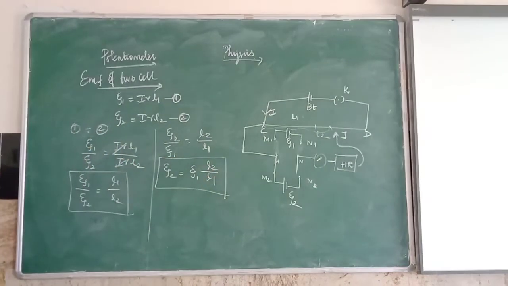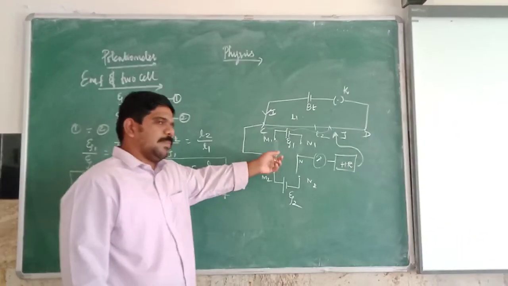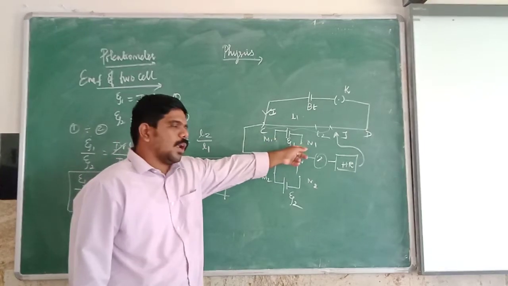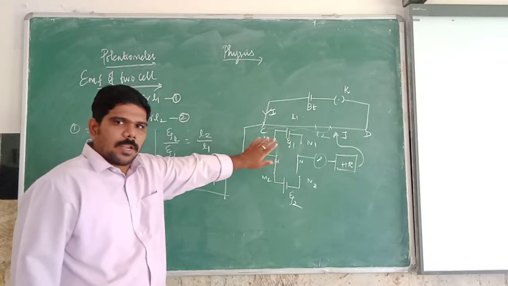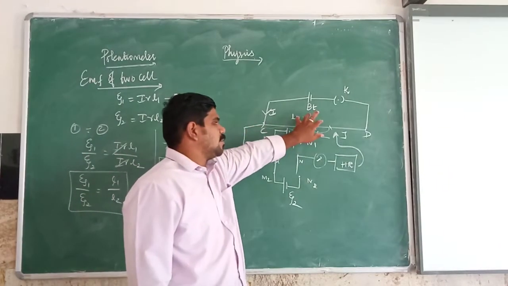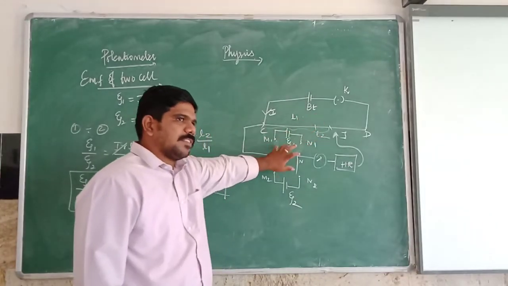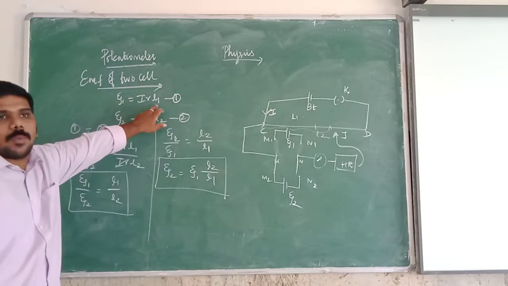Clear? So what's the working part? When the jockey is pressed towards M1 and L1, the EMF of cell psi 1 will be included in the circuit. So what happened there? The potential difference across the balancing length is directly proportional to the EMF of a cell. Here the balancing length will be L1. So psi 1 is equal to IR L1.